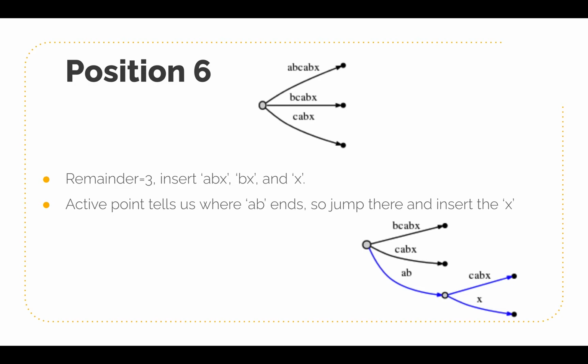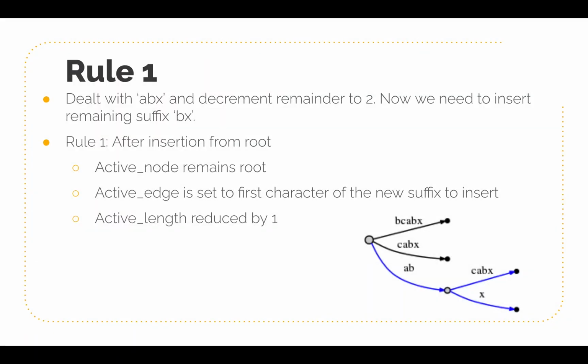The edge representations are still pointers into the text, so splitting and inserting an internal node can be done in O(1) time. So we have dealt with ABX and decrement remainder to 2. Now we need to insert the next remaining suffix BX, but before we do that, we need to update the active point. The rule for this, after splitting and inserting an edge, will be called Rule 1, and it applies whenever the active node is the root. Here is Rule 1.